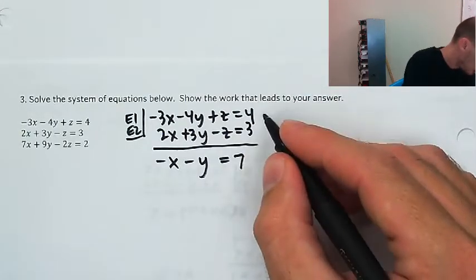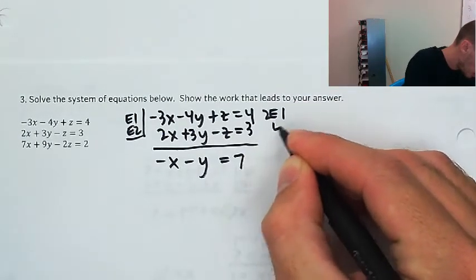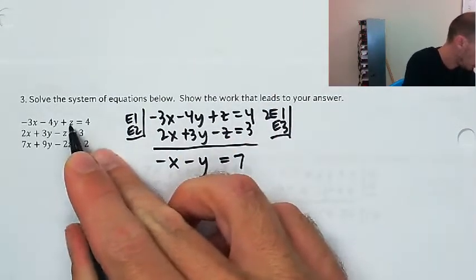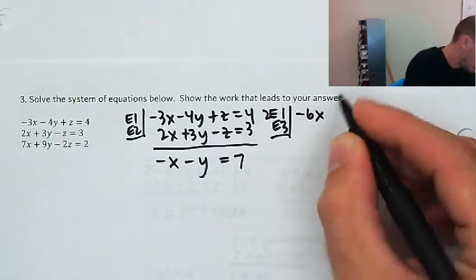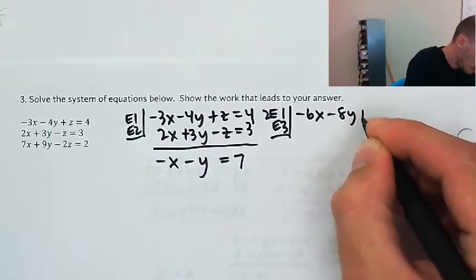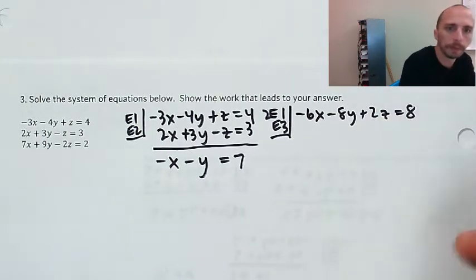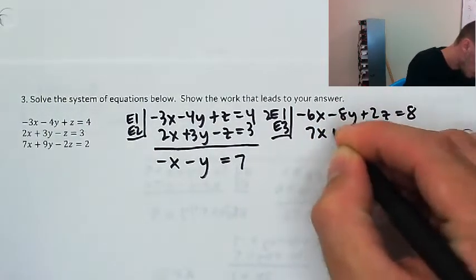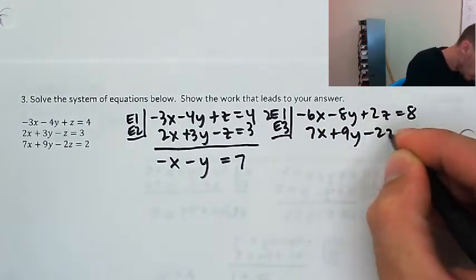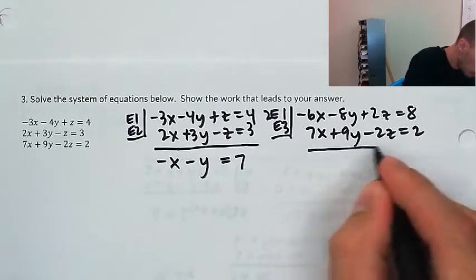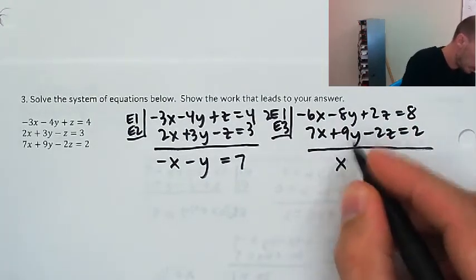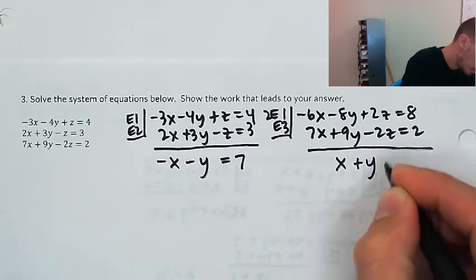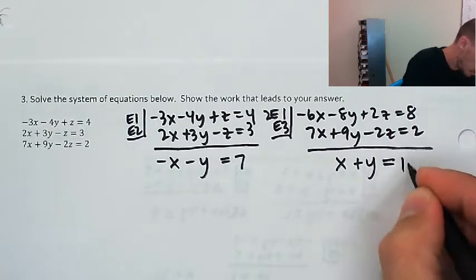And then if I take, say, 2 of equation 1 and add that to equation 3 to get rid of that 2z, I want a positive 2z so I can get 1 from there. I'd have negative 6x minus 8y plus 2z equaling 8. And then I'll copy in equation 3, 7x plus 9y minus 2z equals 2. And here I have x plus y, no z's, equaling 10.